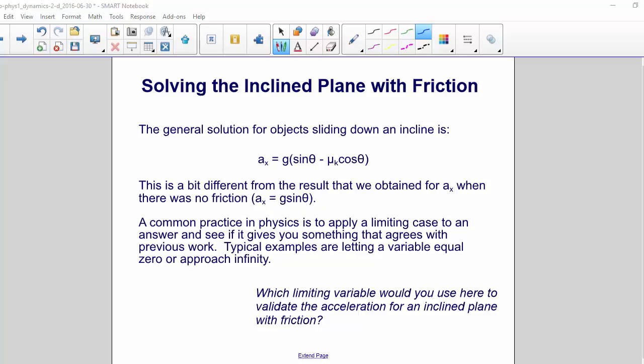A common practice in physics is to apply a limiting case to an answer and see if it gives you something that agrees with previous work. Typical examples are letting a variable equal 0 or approach infinity. Which limiting variable would you use here to validate the acceleration for an inclined plane with friction?